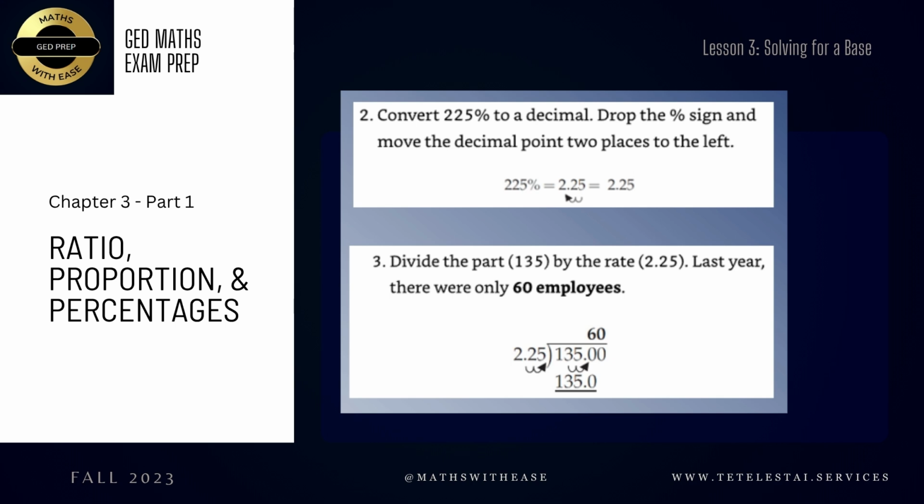Okay, we know that 225 doesn't go into 1. 225 doesn't go into 13. 225 doesn't go into 135. But 225 does go into 1,350. Okay, so notice that we're continuing to move 1 place over to the right until we have a whole number in our dividend that's divisible by our divisor.